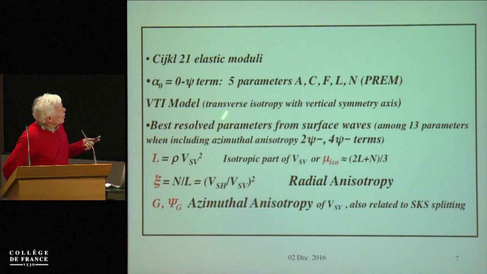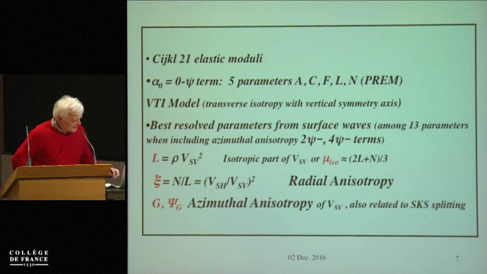And so all of them are not easy to invert, and so I only show in red the most important parameters, which are L, which is related to VSV velocity, psi, as mentioned by Eric Debye, the ratio between VSH and VSV, also named the radial anisotropy, and azimuthal anisotropy, which is related to the azimuthal variation of SV wave velocity. And by the way, this parameter is also important for explaining SKS splitting.